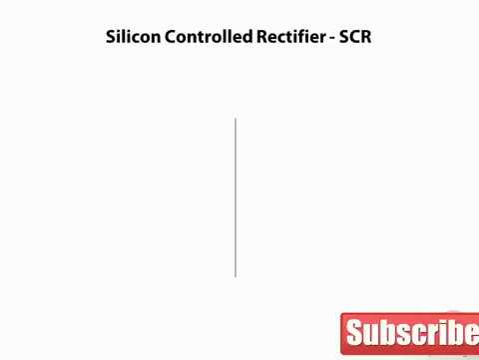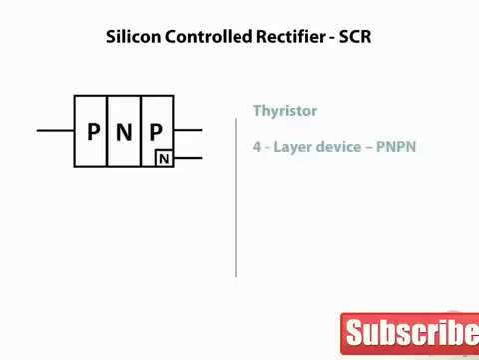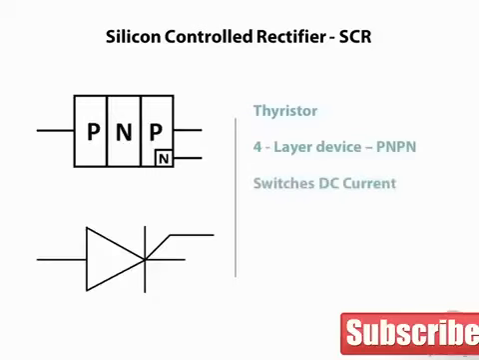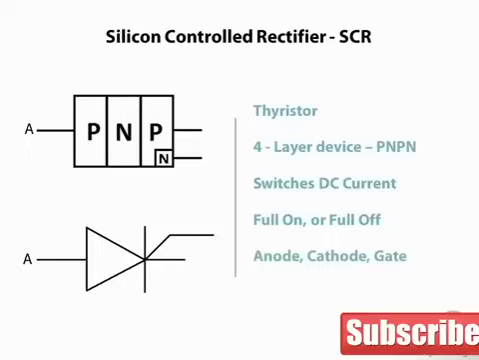The SCR, like the transistor, is a 3-lead semiconductor device. It is a thyristor. It is like the PNP transistor with an additional N layer. Here we have the schematic symbol. The SCR switches DC current and can only be full on or full off. Unlike a transistor, it cannot amplify. The three terminals are called the anode, the cathode, and the gate.